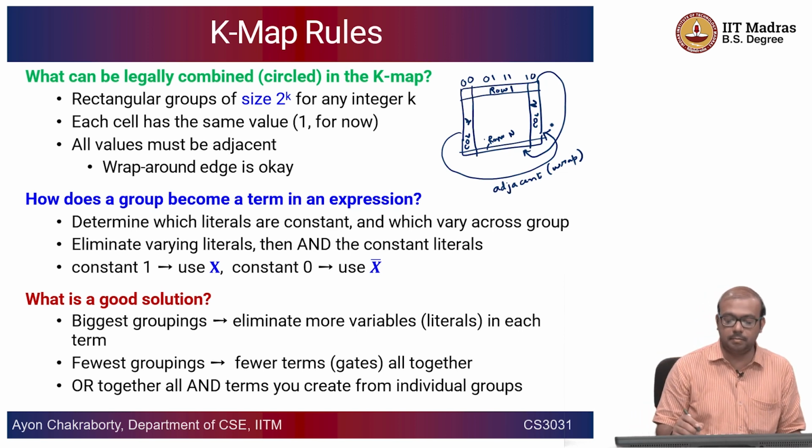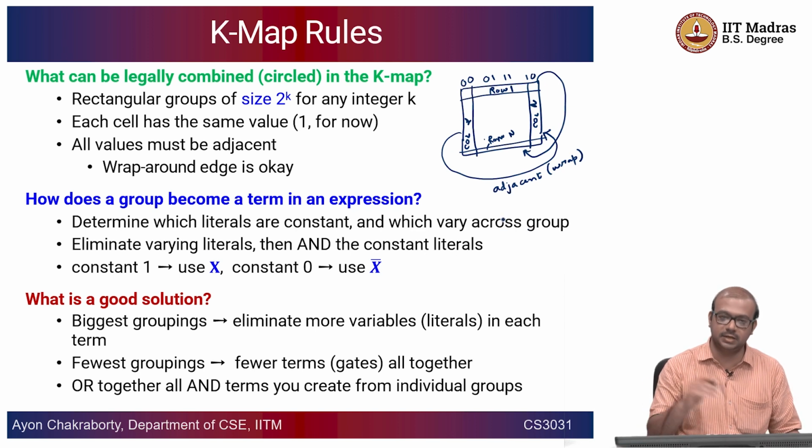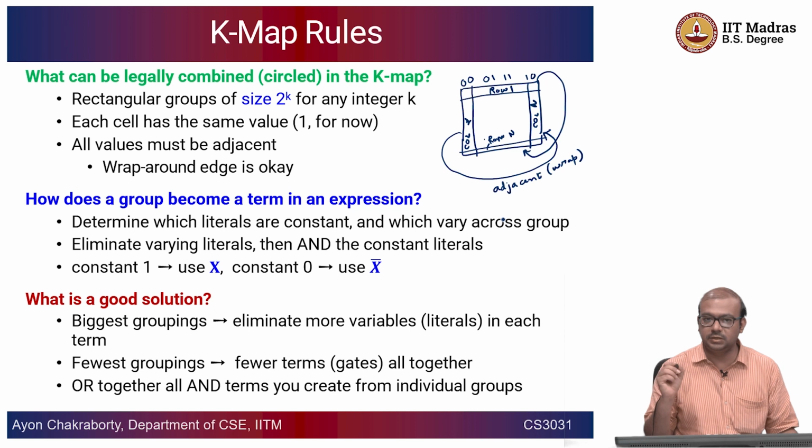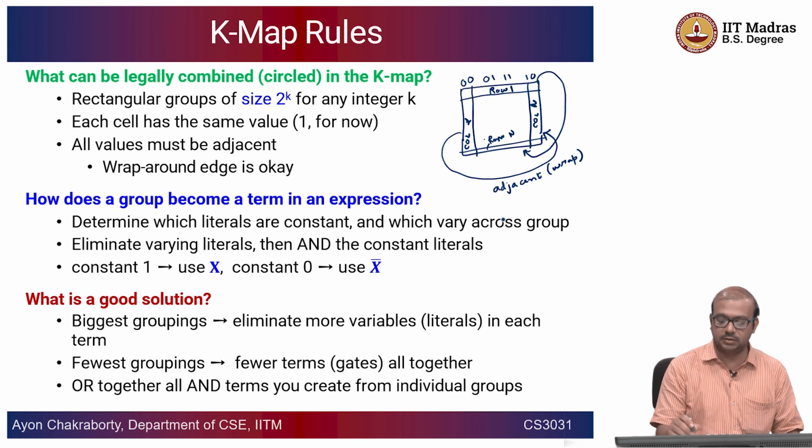And how does a group become a term in an expression? Determine which literals are constant and which vary across the group. This is also very important. The exercise we have done just now was trying to see which of the variables is actually vanishing. Vanishing means you have both A and A bar in the group, or both C and C bar, B and B bar, right, the variable as well as its complement. Okay, so which literals are constant and which vary across the group. Eliminate the varying literals and then add the constant literals. Okay, so if we are using the constant 1, then we use x.